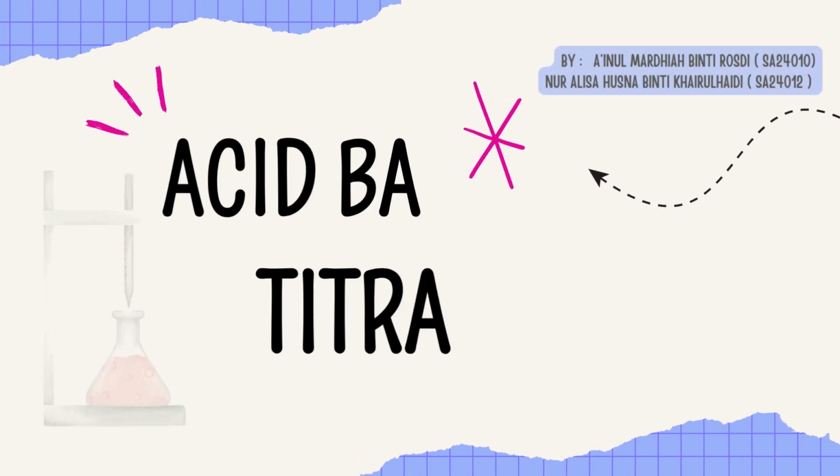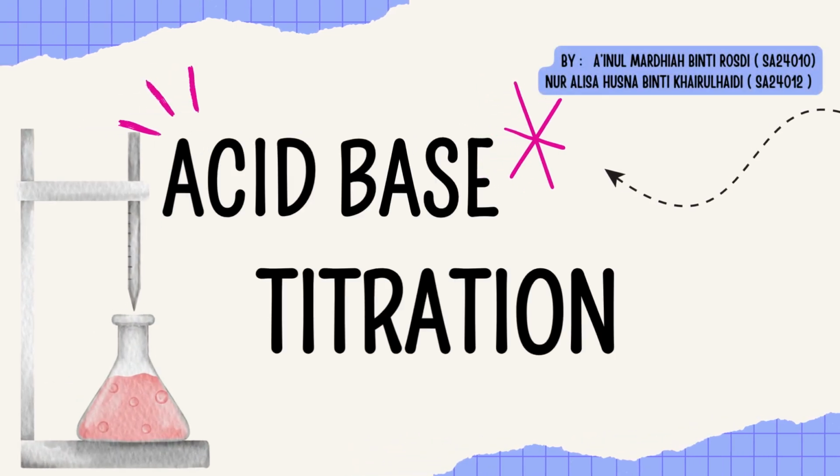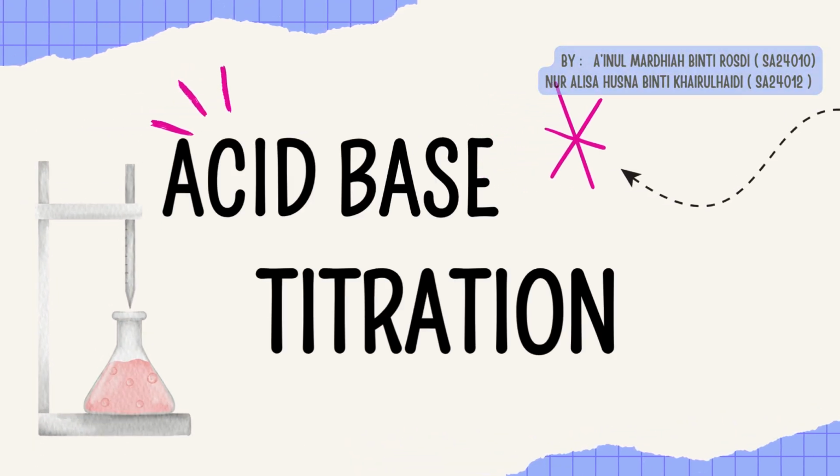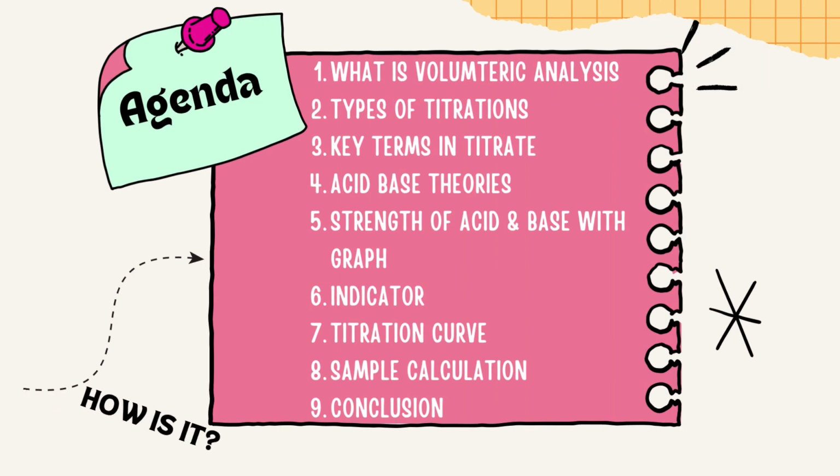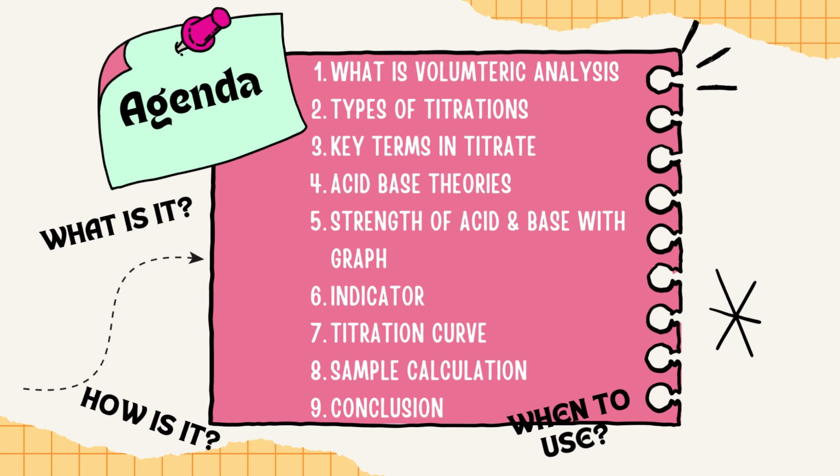Welcome. In this video, we'll explore acid-base titration, a foundational method in analytical chemistry. Titration helps us determine the concentration of an unknown acid or base through a carefully measured neutralization reaction. Let's break down the key concepts and methods step by step.